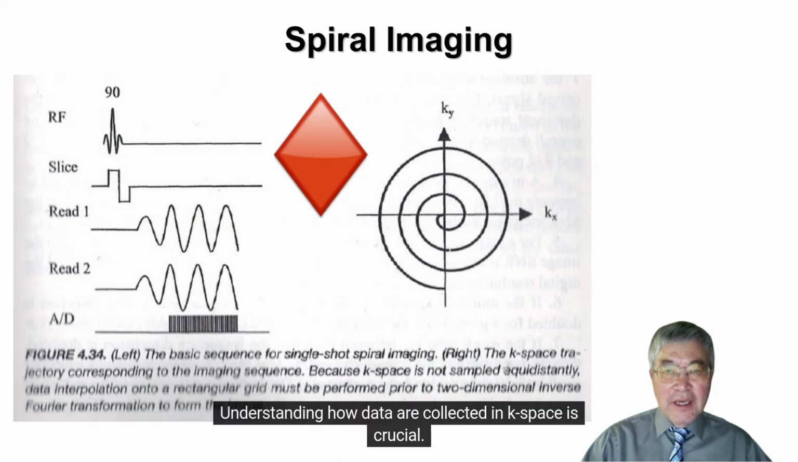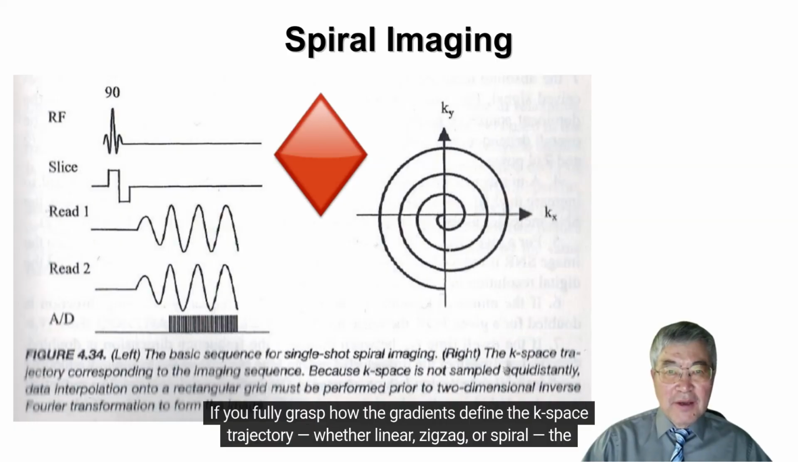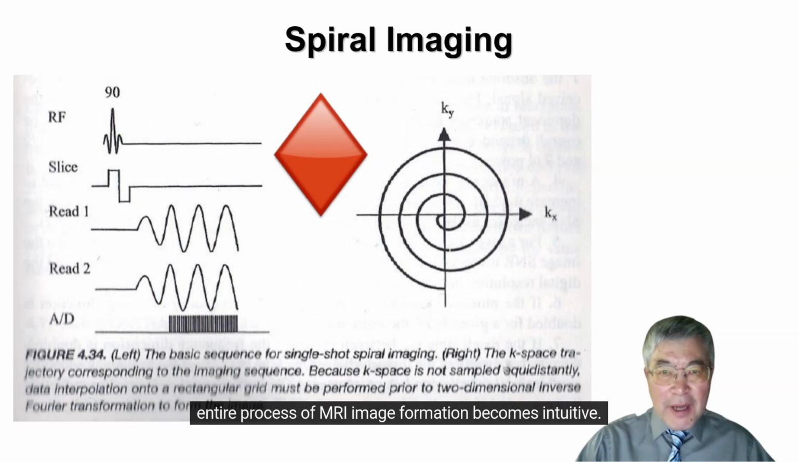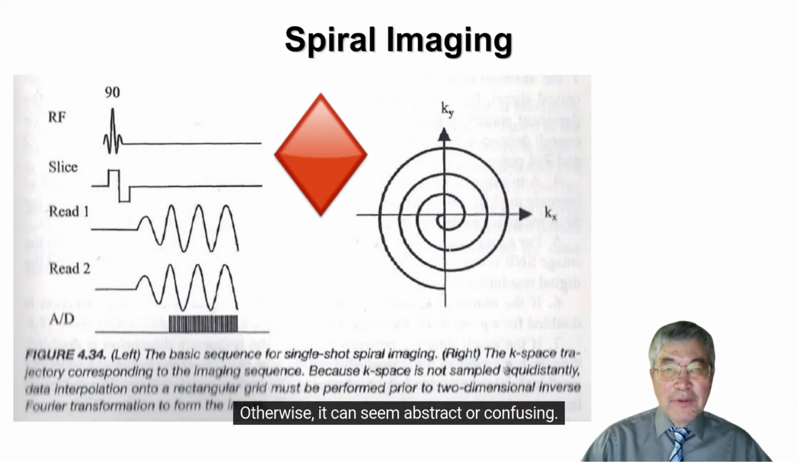Understanding how data are collected in K-space is crucial. If you fully grasp how the gradients define the K-space trajectory, whether linear, zigzag, or spiral, the entire process of MRI image formation becomes intuitive. Otherwise, it can seem abstract or confusing.